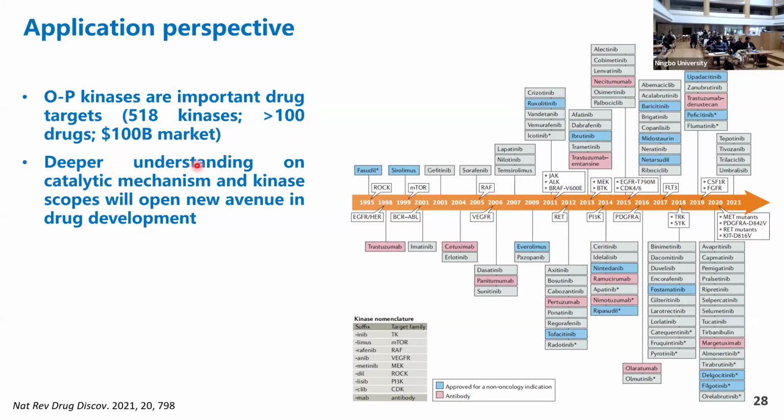So obviously, a deeper understanding of the catalytic mechanism of the non-kinase or a new kinase scope, including other non-conventional kinases, will definitely open a new avenue on drug development, right? So this is what I wanted to show you about some research in our lab, okay?